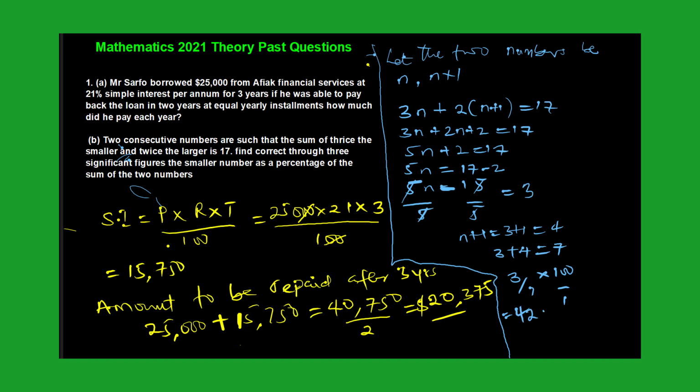4, 2, 8, 5, 7, 1. So it will now be 4, 2, 8, 5, 7. That's our final answer.